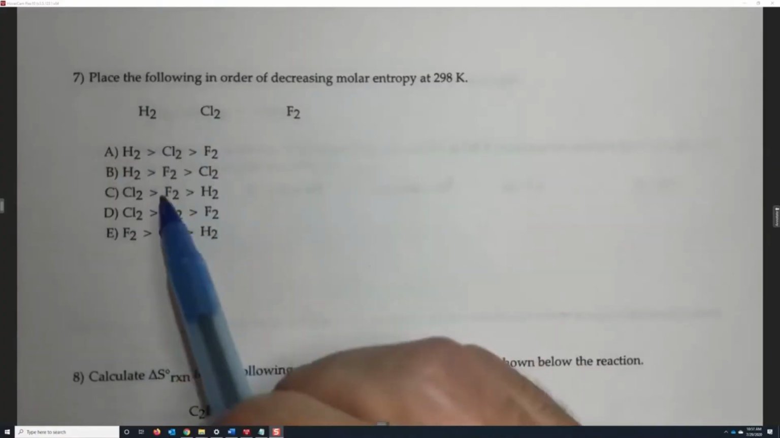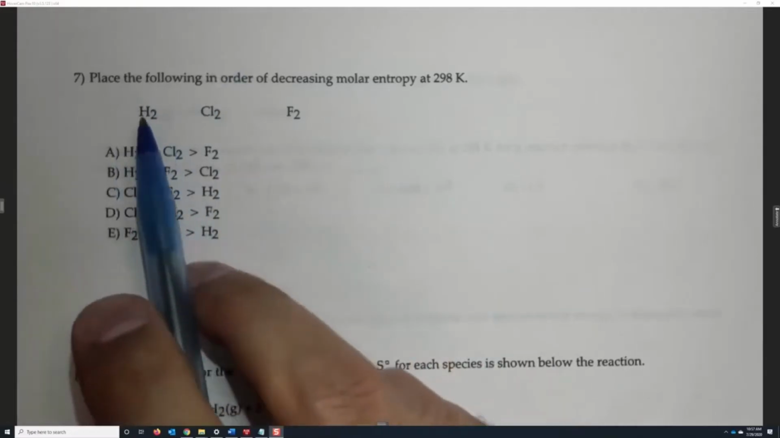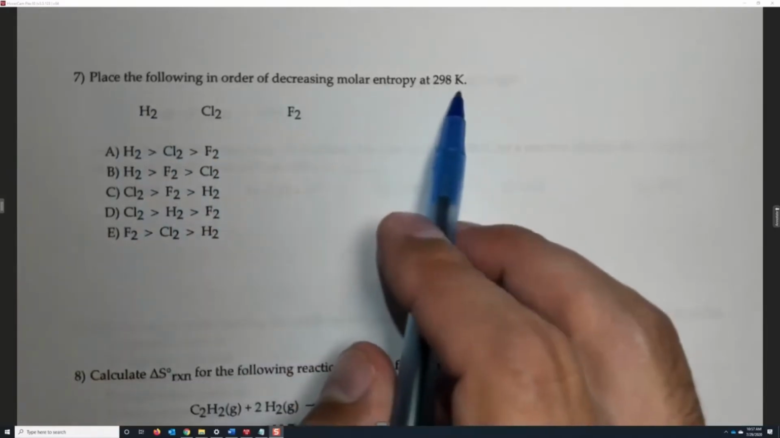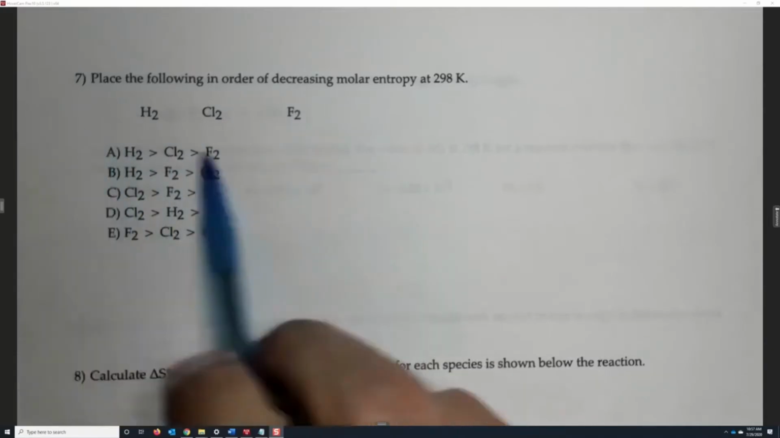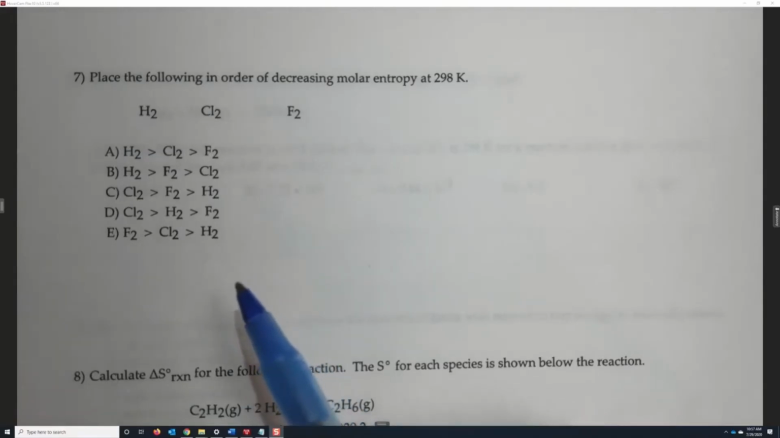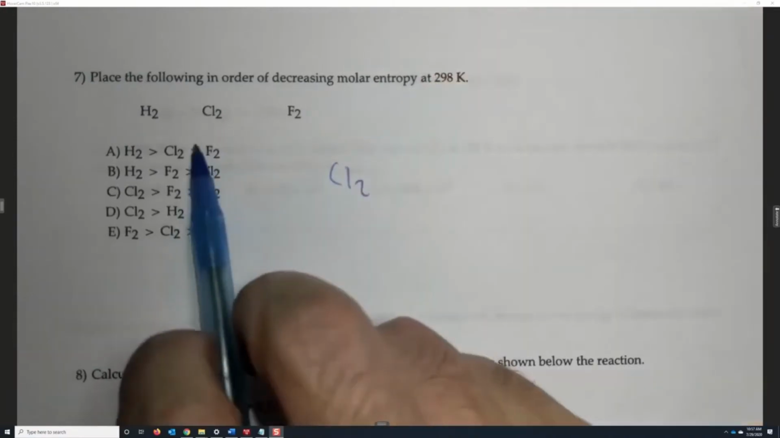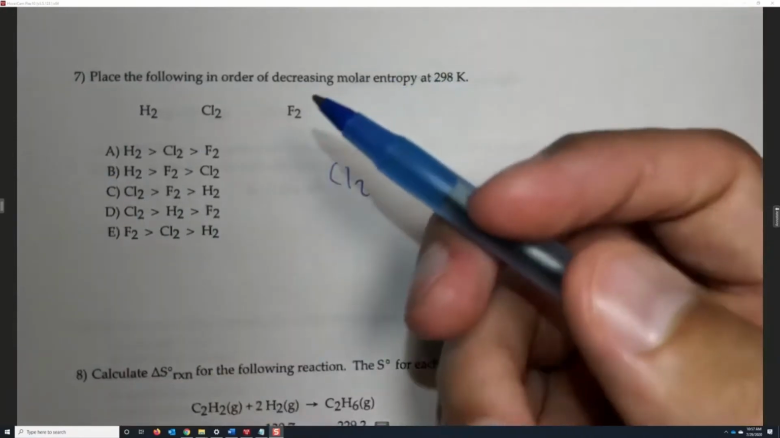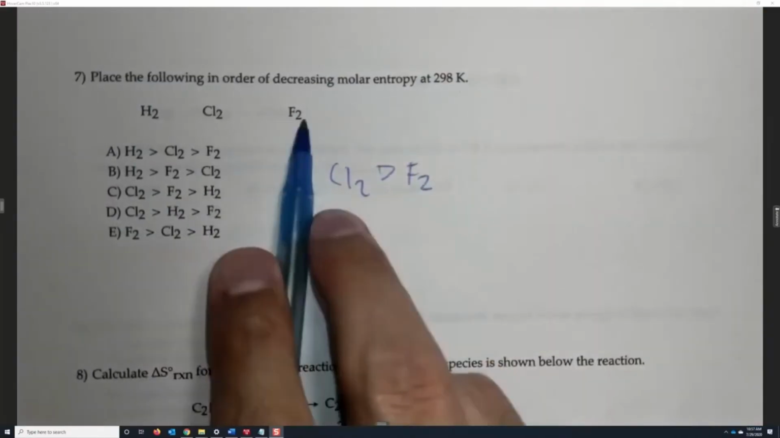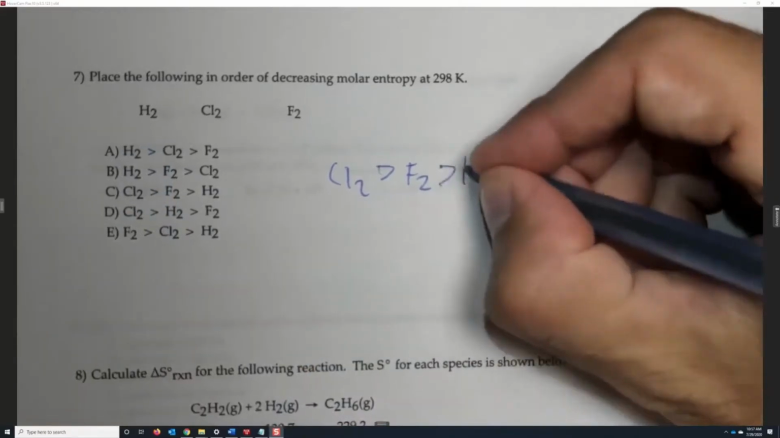Number 7. I wouldn't put number 7 on the test. It just brings up a concept that was briefly mentioned in the lecture, but isn't super focused on. It says place the following in order of decreasing molar entropy at 298 K, and we're given a bunch of compounds. It turns out that the higher the molar mass of the compound, the greater the entropy it has. So here, chlorine has a greater molar mass and therefore a greater entropy than fluorine, which is the second biggest. Chlorine's below fluorine. And then hydrogen, which is the smallest, only has a molar mass of 2, so it is last.